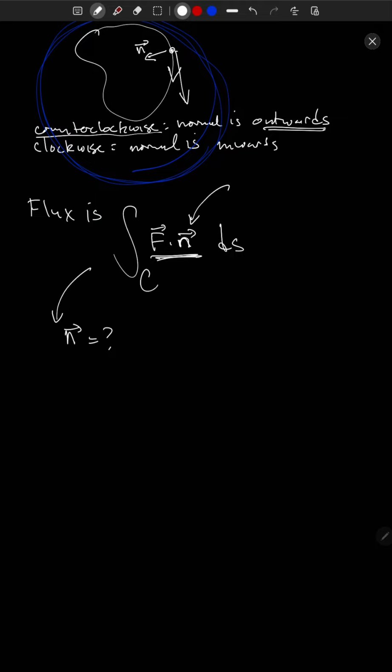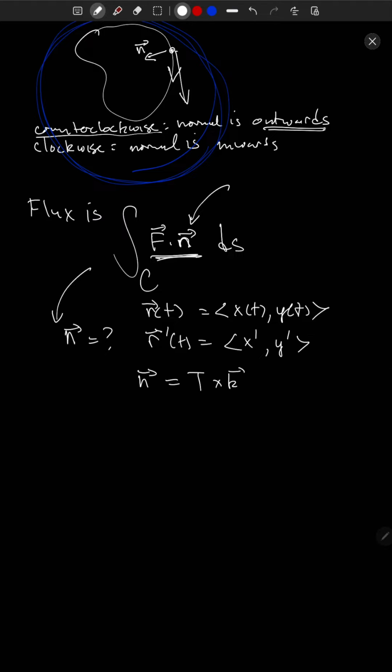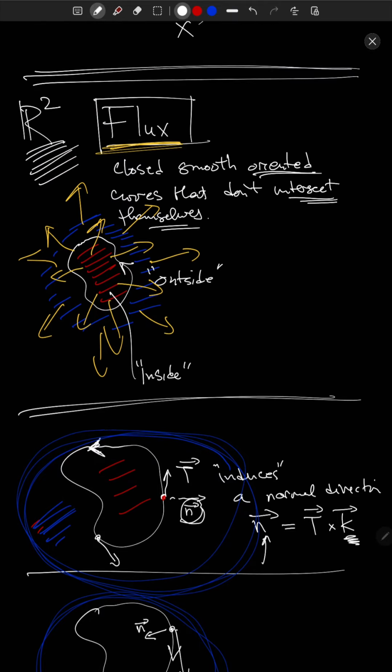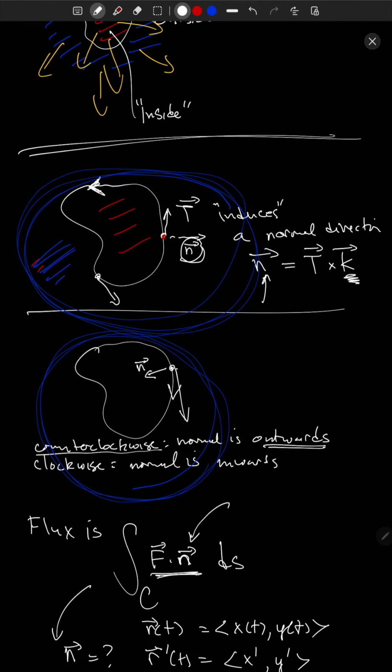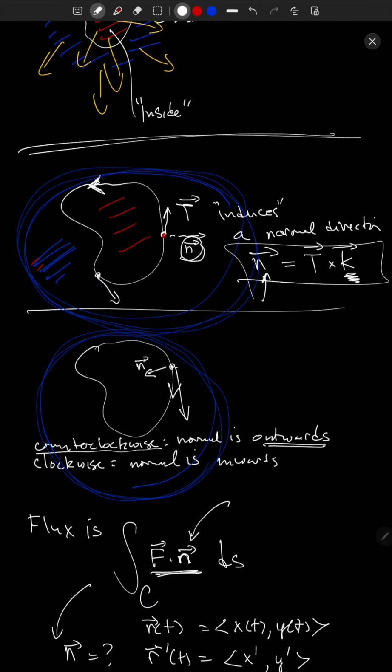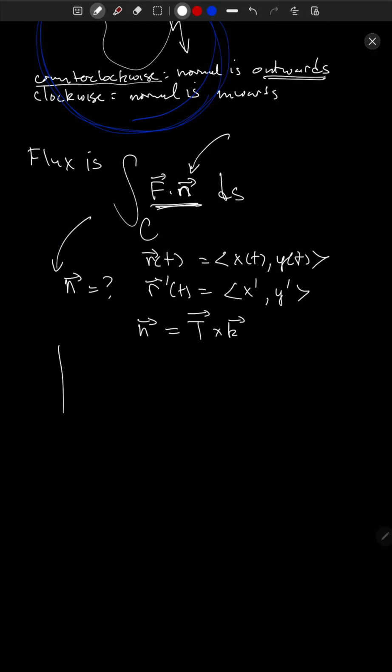What is n, right? In terms of calculation, I would parameterize this curve, right? So I would have a parameterization r of t, which is x of t, y of t, right? r prime of t is x prime, y prime, right? So what is n? n is equal to T cross k. Up here, n is T cross k, okay? So let's just actually do that computation.